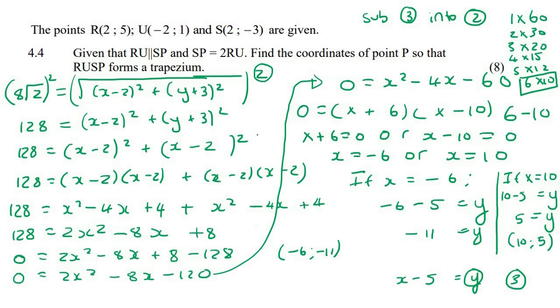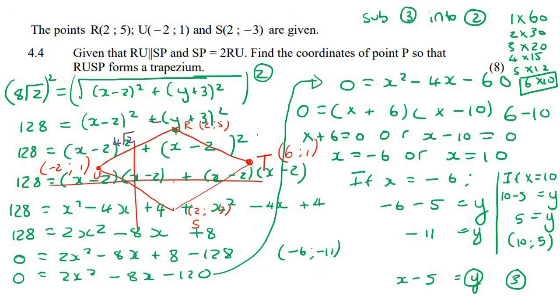So remember I showed you on the original diagram that there could be two possible values where p could be, and we said that p could be somewhere up here, or p could be somewhere down here. And so here we have the two values. Negative 6, negative 11, that's our one answer. And then 10 and 5, that is our second answer.